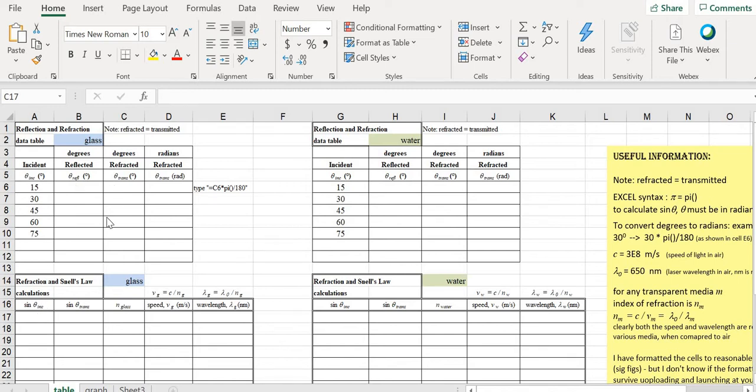So you've got your angles up here, and you're going to take the sine. Now you need to convert them to radians, and then take the sines and put those here. So this is sine theta incident, that would be in air. This is sine theta transmitted, in glass.